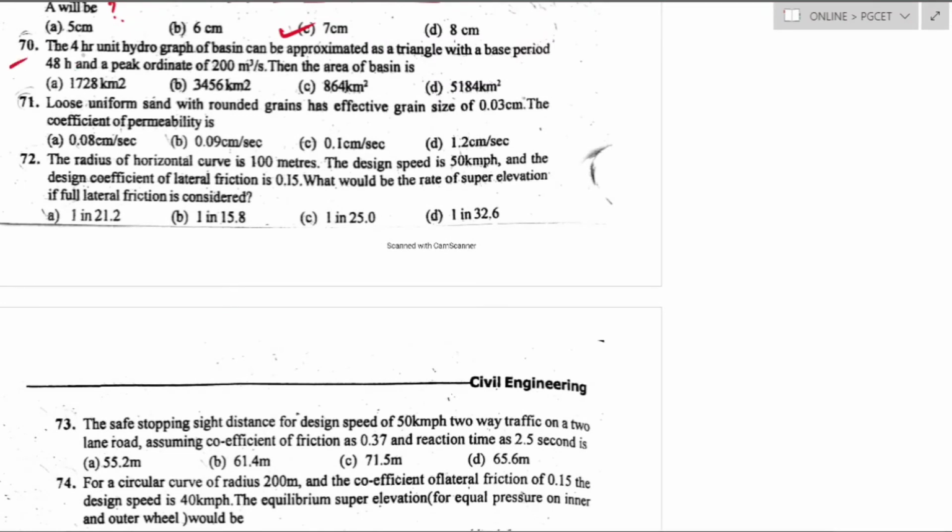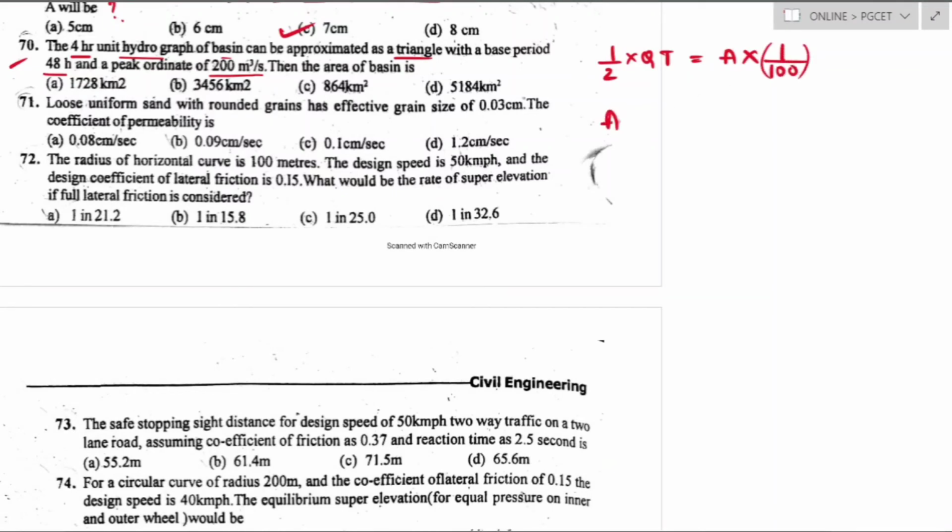Question number 70. The 4-hour unit hydrograph of a basin can be approximated as a triangle with a base period of 48 hours and a peak coordinate of 200 m3 per second. Then the area of the basin is. For the given unit hydrograph of the basin approximated as a triangle, the relation is QT is equal to A into 1 by 100.